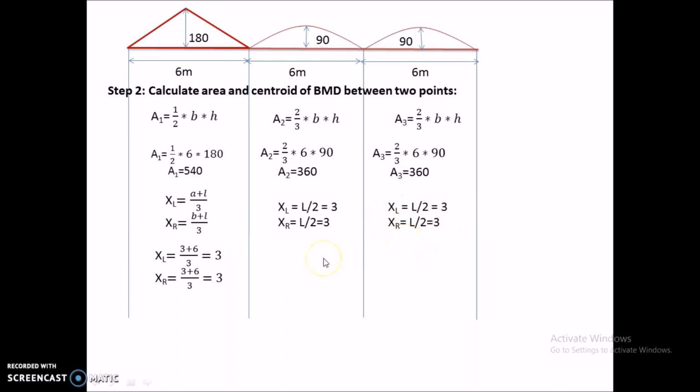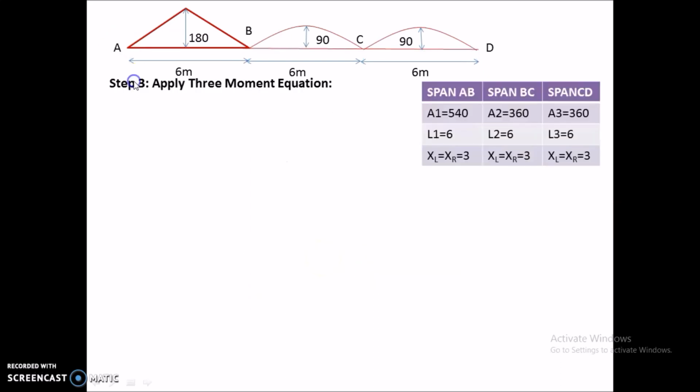So after completing step 2, we have to go for step 3, that is applying the 3 moment equation. Now these are the values we had calculated in the previous step. Here since we have 4 supports and 3 spans, we have to get 2 equations. That is, we have to apply the 3 moment equation for span ABC, and later on apply this 3 moment equation for span BCD. So we will get 2 equations in terms of MB and MC. By solving them, we will come to know the values of MB and MC. And already we know that MA is equal to 0 and MD is equal to 0.